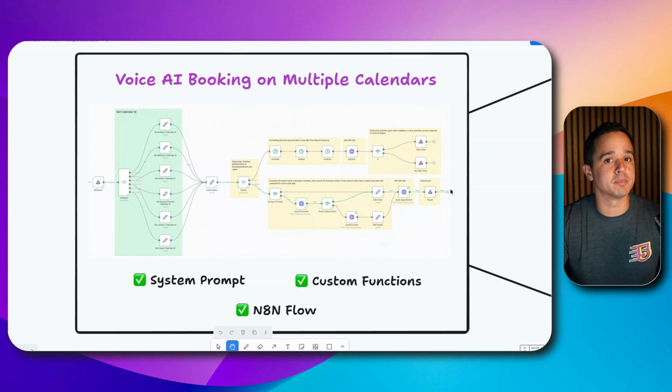Now, I've made videos in the past where I show you how to use a voice AI agent to book appointments on a single calendar, but multiple calendars is a recurring question that comes up in my community. I see it online, I see it in the comments, and there are multiple ways to solve it. I'm going to show you one in this video.